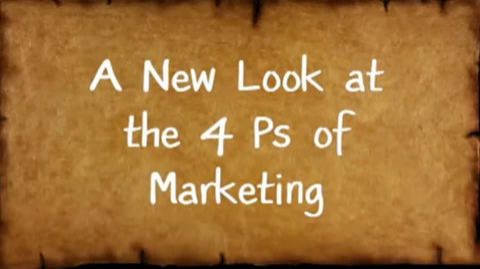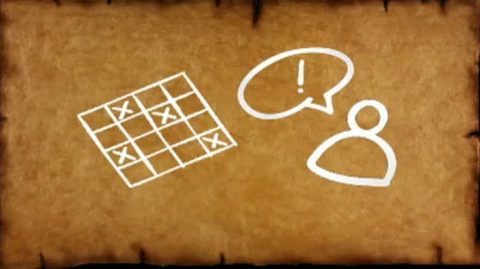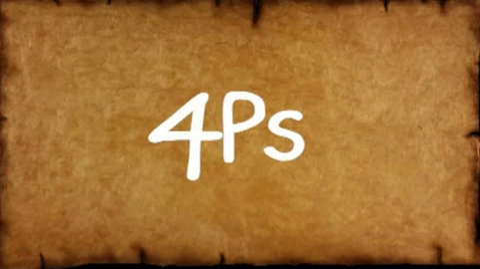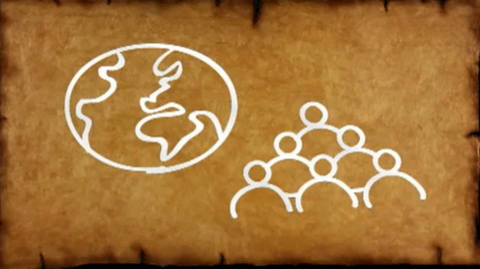A new look at the 4 Ps of marketing. Nothing explains a complicated business algorithm like a cute mnemonic device. Hence, the 4 Ps of marketing. This is one of the first things they drill into your head in business school. Actually, in any type of formal marketing instruction. It's everywhere, everyone knows it, and you need to know it too. So here it is, let's go.